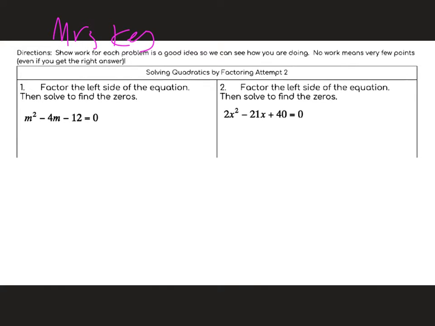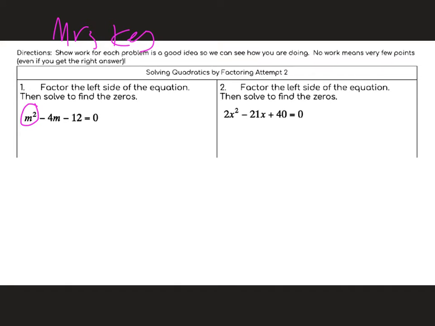We need to factor the left side of the equation, then solve to find the zeros. There are certain steps that would be a good idea to take. I'm going to try to go through them again. There are probably like 8 different videos of me doing this. Hopefully I do the same thing in each one, so make sure you pay attention.